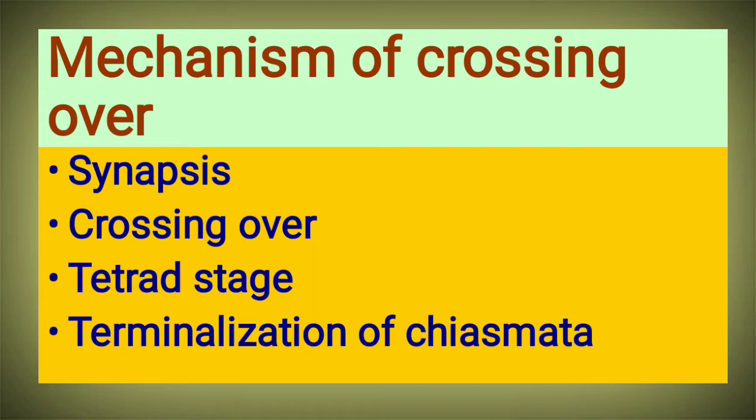Now let's try to understand how crossing over takes place during meiosis cell division. The mechanism of crossing over completes in 4 steps. First is the synapsis, then crossing over. After that comes the tetrad stage, and the 4th step is the terminalization of the chiasmata.